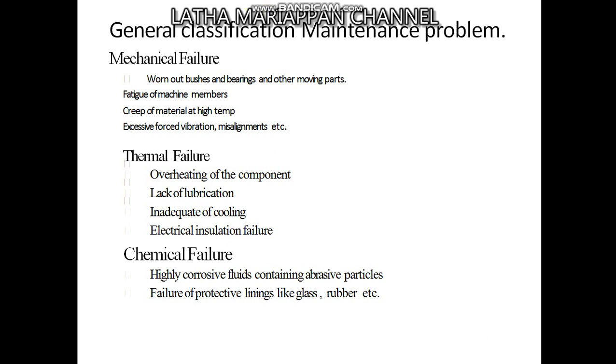Mechanical failure includes worn out bushes and bearings and other moving parts, fatigue of machine members, creep of material at high temperature, excessive forced vibration and misalignment. These all come under mechanical failure. Thermal failure means overheating, lack of lubricant, inadequate cooling and electrical insulation failures. Chemical failure means highly corrosive fluids containing abrasive particles, and failure of protective lining like glass, rubber, etc.